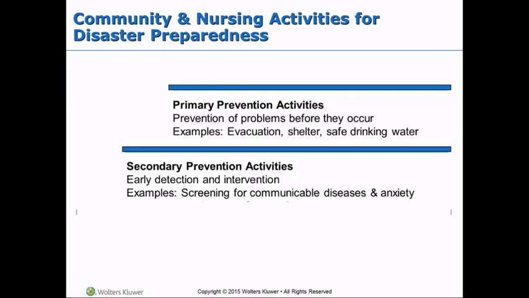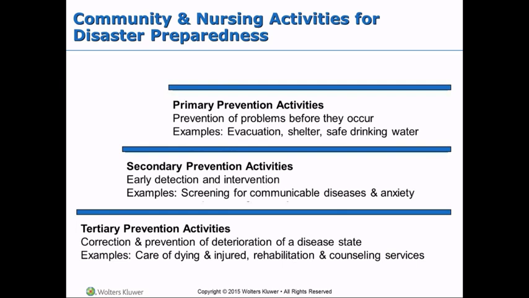Examples of secondary prevention include screening for communicable diseases or anxiety reactions among victims of the disaster. Tertiary prevention strategies include caring for persons dying from storm-related events, treating individuals severely injured by the storm, and providing rehabilitation or psychological counseling services for individuals with health-related problems.